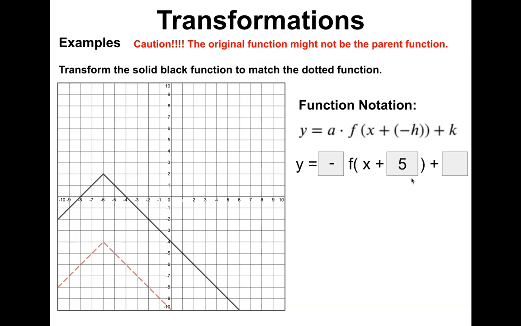Our k value is the up and down movement, and we need to go down 1, 2, 3, 4, 5, 6. So down 6, and we'll use the exact value. So we could write this function notation, just y equals negative f of x plus 5. Remember, we used the opposite. It went left, so we used positive 5. And then down 6, we used minus 6.